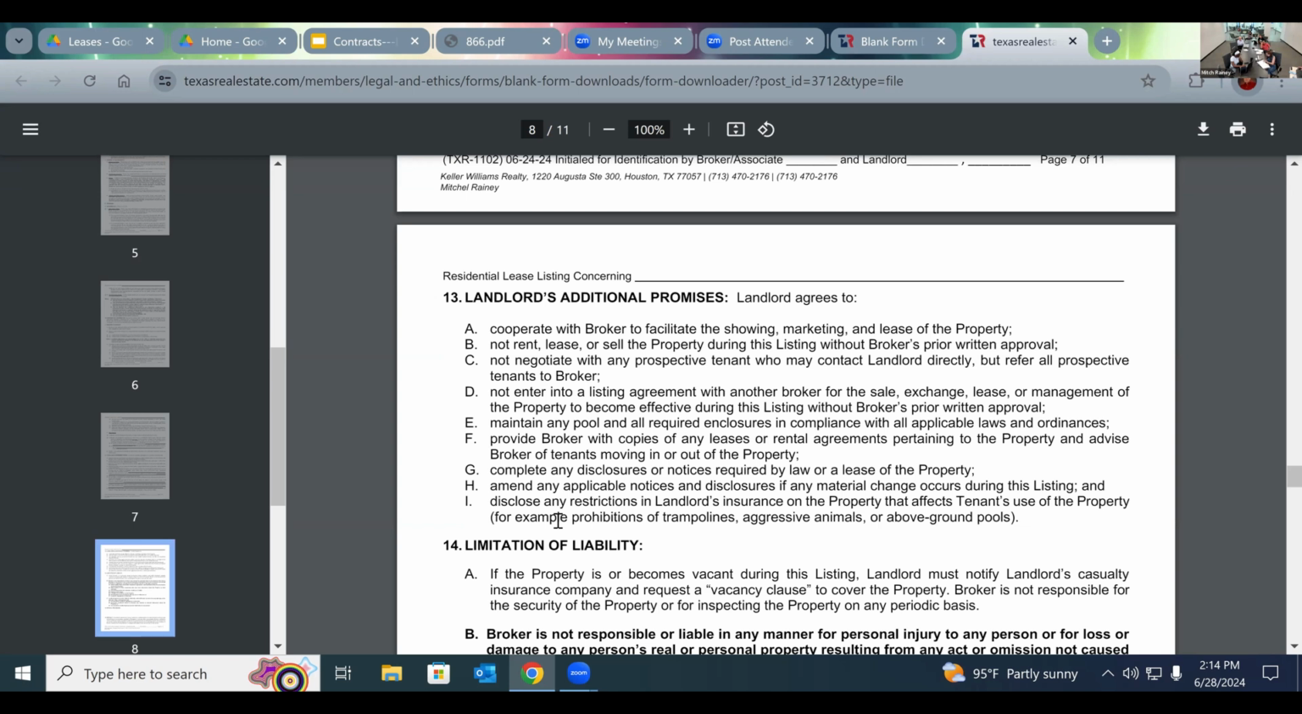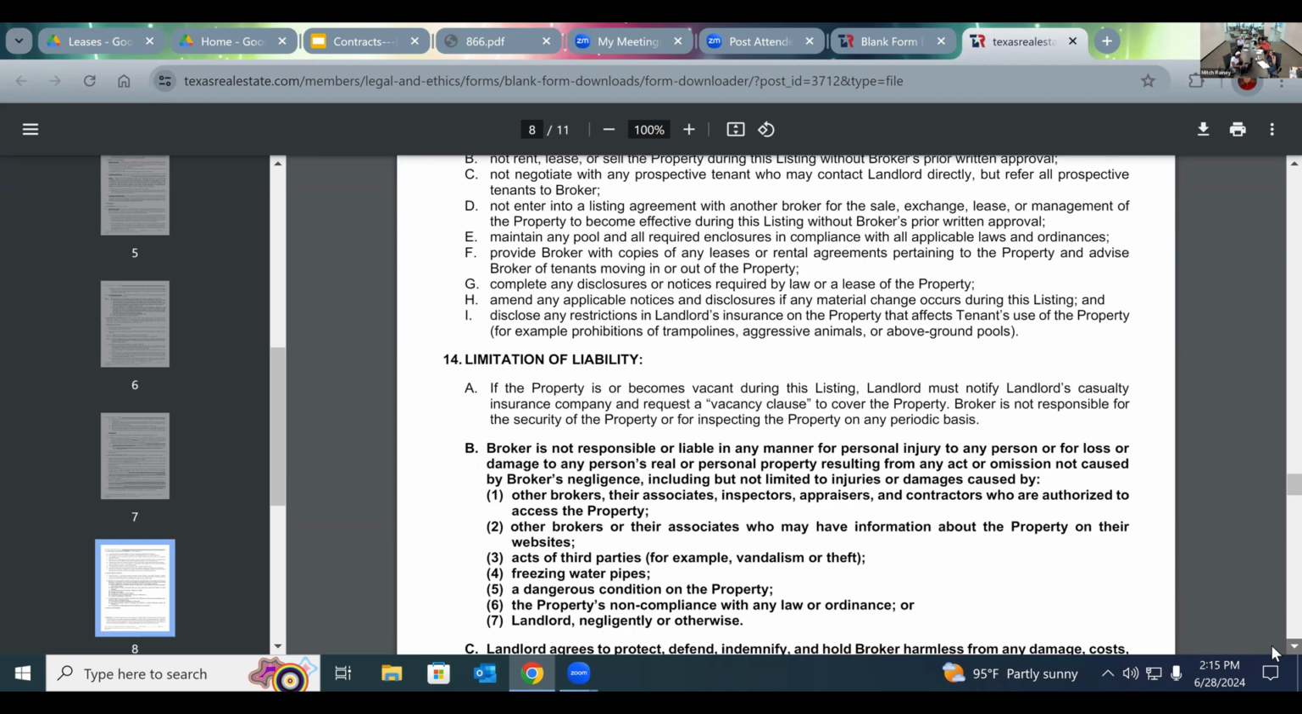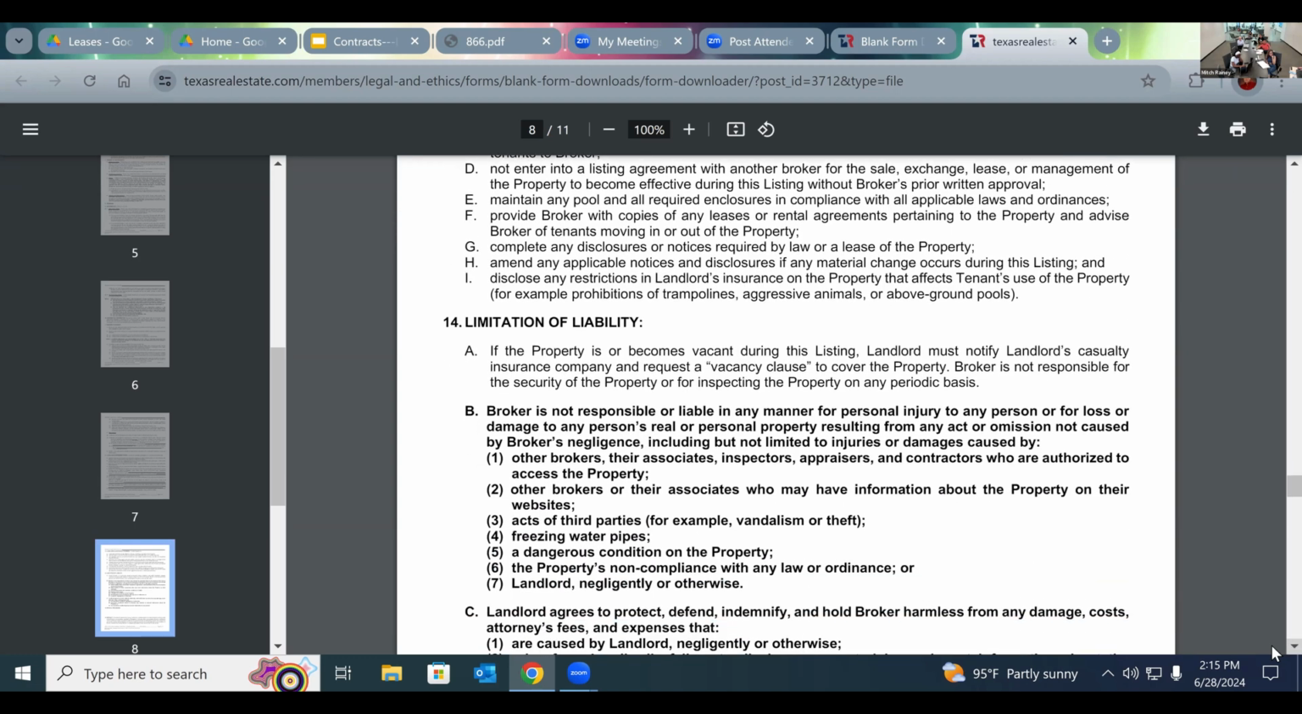Disclose any restrictions in landlord's insurance on the property that affect the tenant's use, such as trampolines, aggressive animals, above ground pools. Yeah, because some of those insurance policies are so peculiar, they may not even insure the house if they see a trampoline. Right. Or an above ground pool. It's big liability.